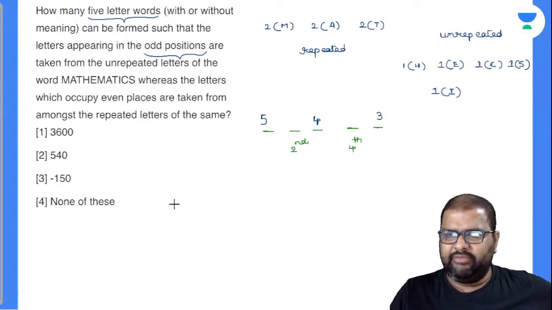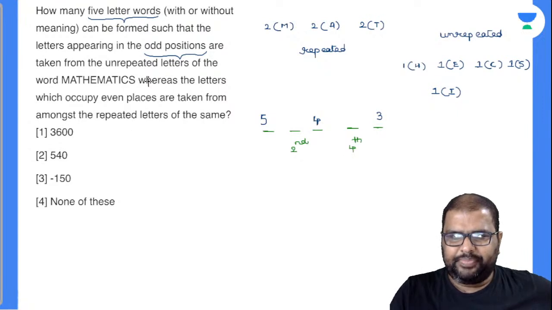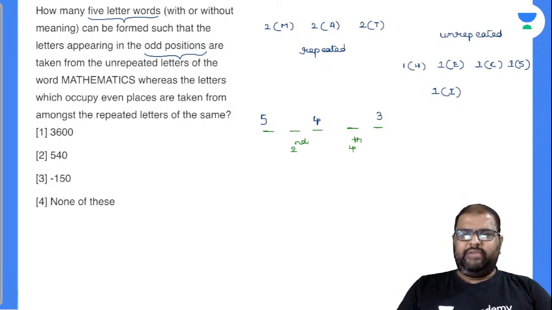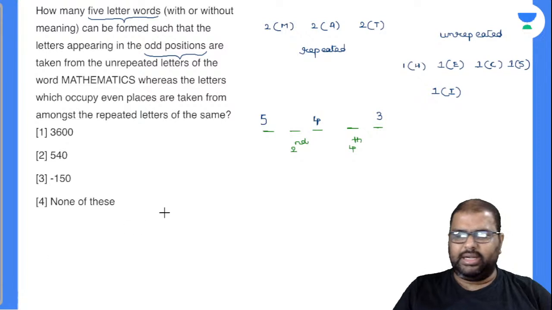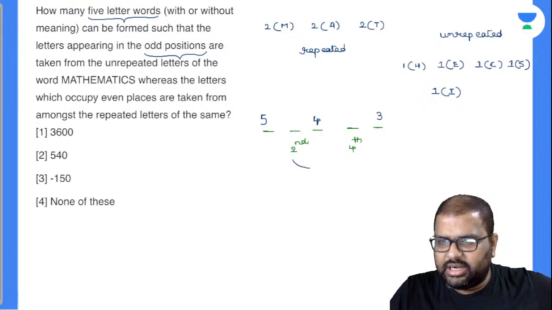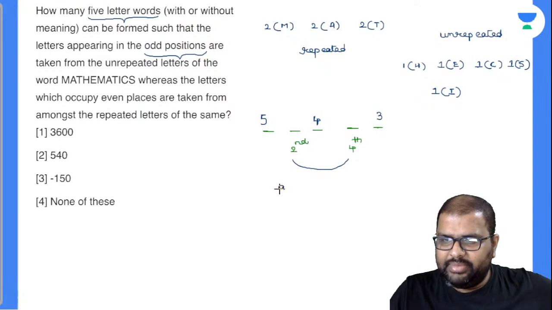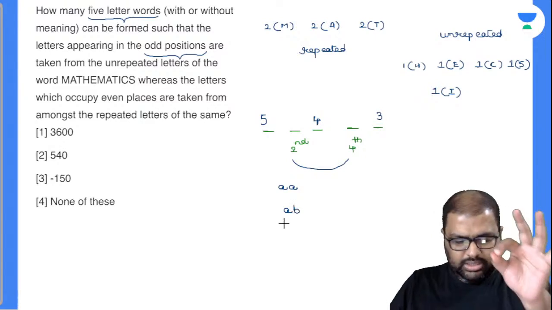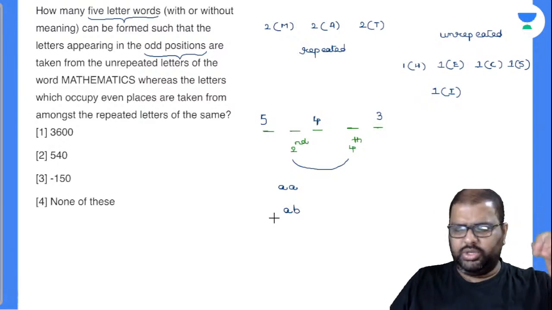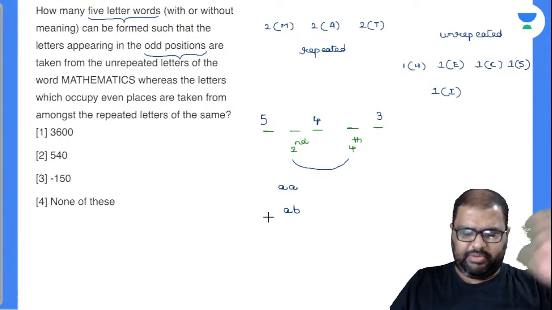Now these are the even positions here. Whereas the letters which occupy even places are taken among the repeated letters. So 2 and 4, for this I'll write down. See here, for these 2 and 4, the alphabets can be same, the alphabets can be different. Now, how many of you got this thought? Those who got this thought, I'm sure you can solve any type of question here.